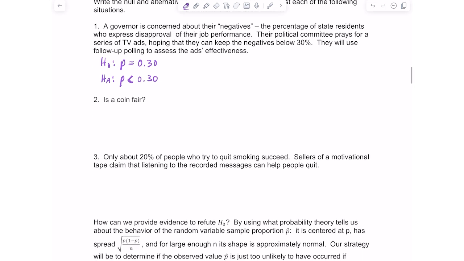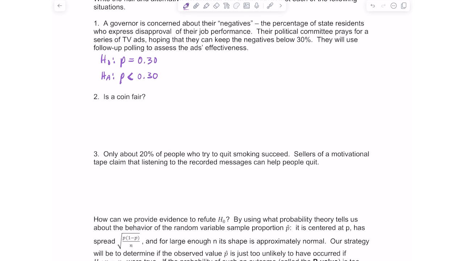Is a coin fair? So a coin is either fair or it's not, right? It's not higher or lower. So my null would say that the proportion of heads flips would have to be 0.5, right? 50%. And the alternative would just say, if it's not fair, then it's not 50%.